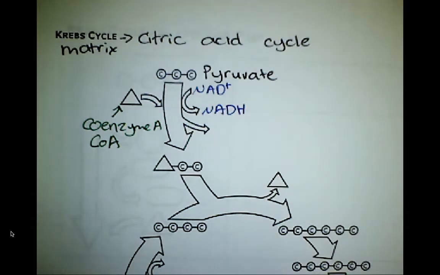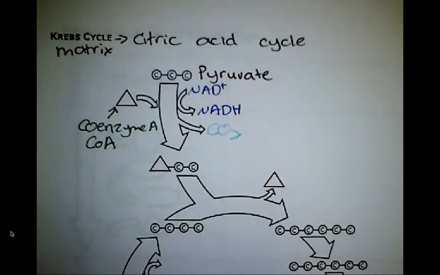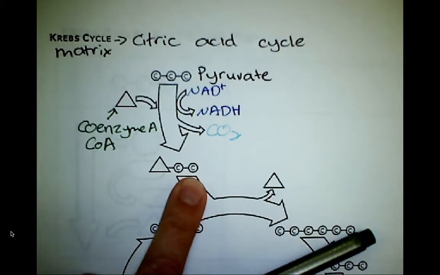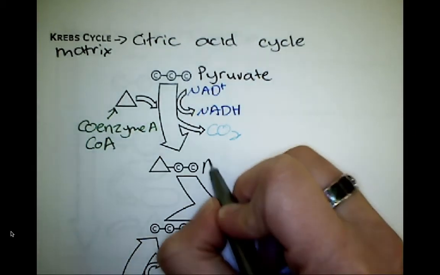And also, I'm going to make some carbon dioxide at this point. So I'm going to lose a carbon, okay? And now notice that I have a CoA enzyme with a 2-carbon molecule now. So this is what is called acetyl-CoA.